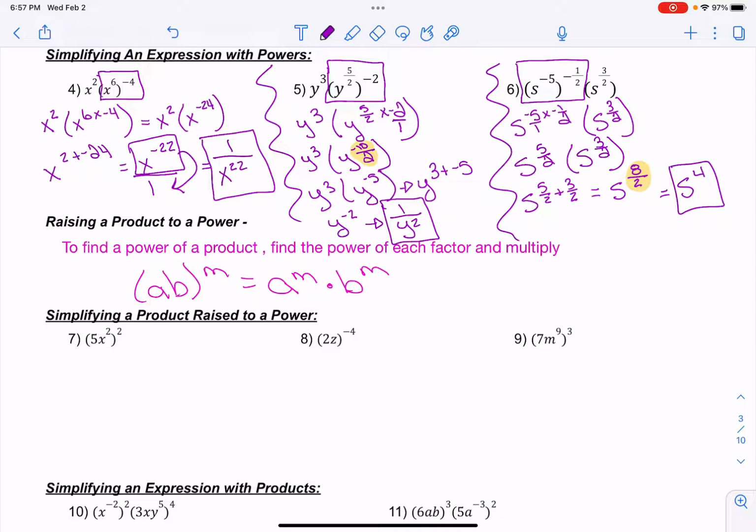So for number 7, we have 5x squared to the second power. So that second power has to go to the 5, and it has to go to the x squared. So you would have 5 squared and then x squared to the second power, you will multiply those exponents because it is a power to a power, which would give us x to the fourth. And then just to simplify it further, that 5 squared, remember that is 5 times 5, which is 25. So we get 25 x to the fourth.